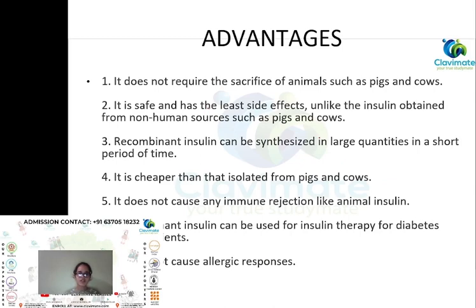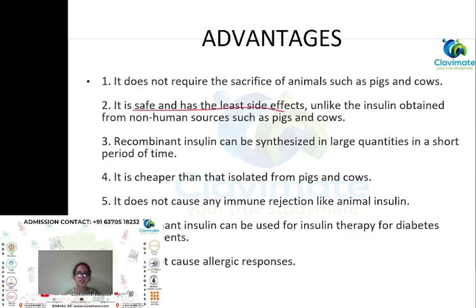Coming to the advantages, it does not require any sacrifice of animals such as pigs and cows, because there is no requirement of sacrificing these animals in order to produce insulin. Using biotechnological operations, it's quite an easy process to multiply the human insulin. It is safe and has least side effects.